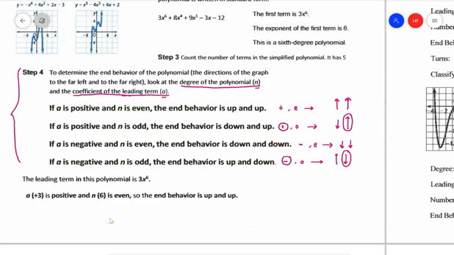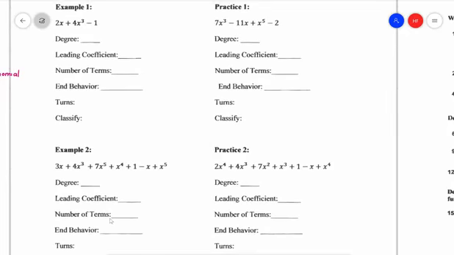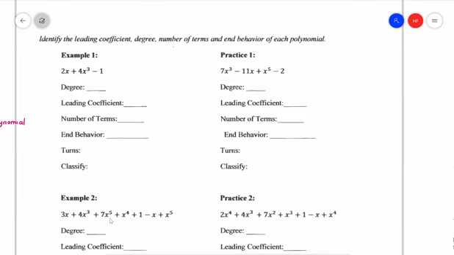And so with the problem that we did, we had 3x to the 6. And so A is the lead coefficient, so that would be 3, and it's positive. N is the degree, which is 6, and it's even. Even means they'll be the same. And positive tells me they'll be both up. So then I have up and up. So we're going to do a couple examples so that way we can see how this works.